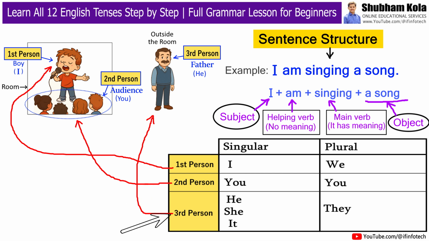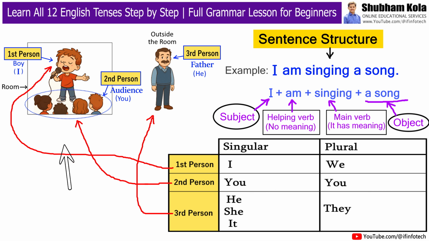Now the third is the third person, who is outside the conversation. Look at the man outside the room, that is the father. The boy is not talking to him, but we can talk about him. That's why we call him the third person, the one we speak about. And for the third person, we use he, she, it, or they.